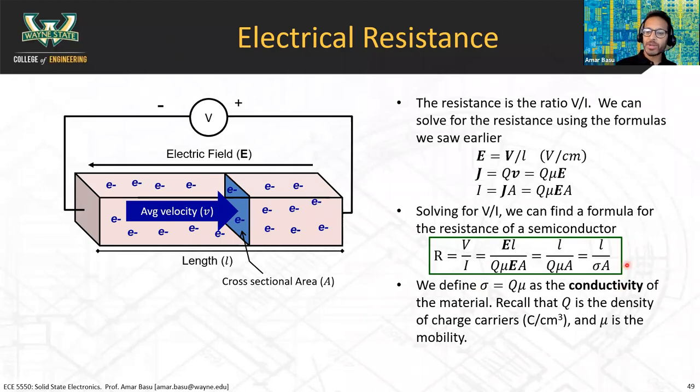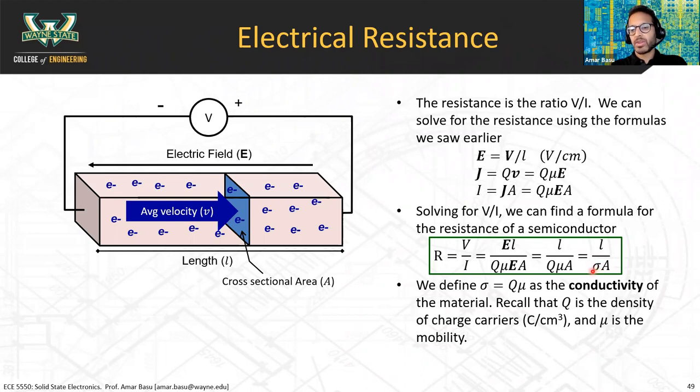In order to separate the geometric terms from the material properties, we take Q and mu and encapsulate that into one constant called the conductivity sigma. So sigma is defined as Q times mu. Remember, Q is the density of charge carriers, so it's your hole or electron concentration. And then mu is the mobility. Okay, so this is the general equation for the resistance of a material. The conductivity is the material property.